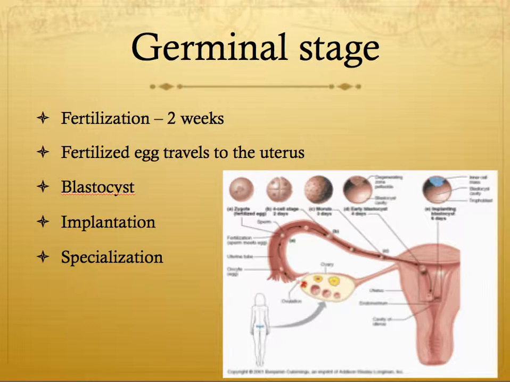So the first stage is the germinal stage, from fertilization to 2 weeks, and this is where the fertilized egg travels to the uterus. It is the shortest stage, and I have on here the blastocyst. The fertilized egg's name changes, but you don't really need to know that; it's just if you're looking things up or in your book, you'll see that from time to time. And implantation is the key here.